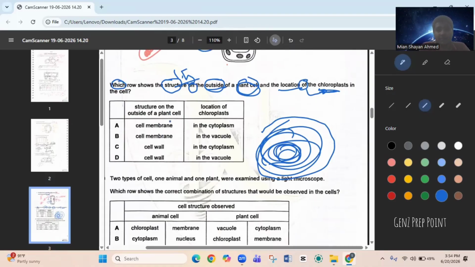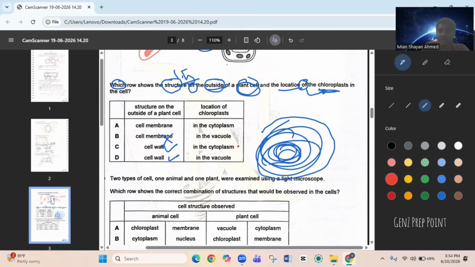Structure on the outside of the plant cell. In a plant cell, what is the last structure? The last structure is not the cell membrane. The cell membrane is the last structure of an animal cell. But if we talk about a plant cell, the last structure is the cell wall. So these two can be the answer.